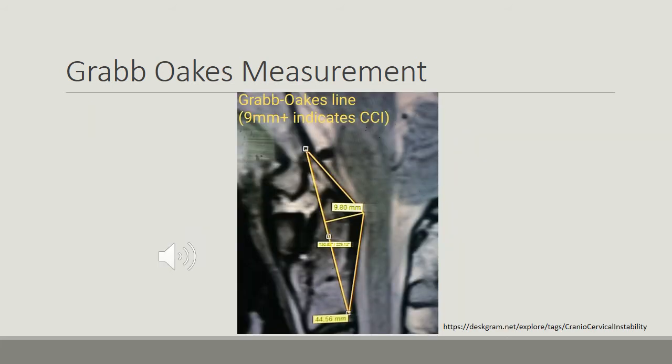The inner math nerd in me is just flipping right now as we see the Grabb-Oakes measurement on an image here. We dropped on the left on that triangle, that long line, the hypotenuse, goes down from the basion to C2, and then we run those 90-degree angles on either side as we push that line to the dura. And here we have a measurement of 9.8 millimeters. Once again, over 9 millimeters being indicative of CCI.